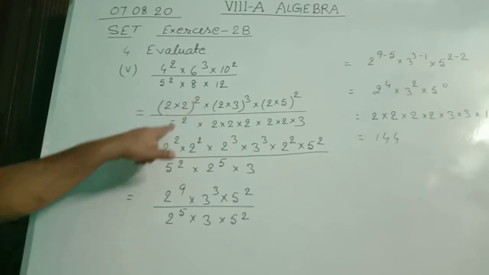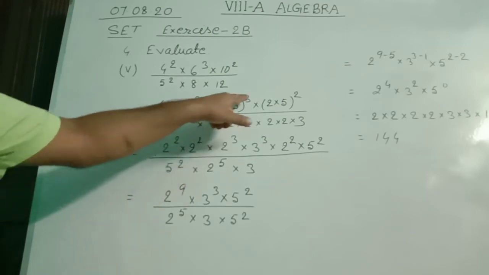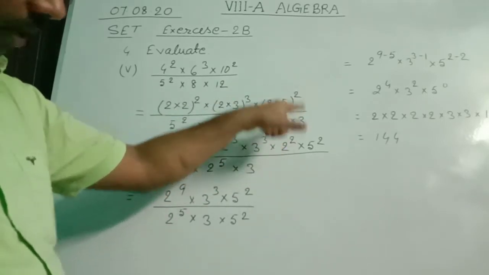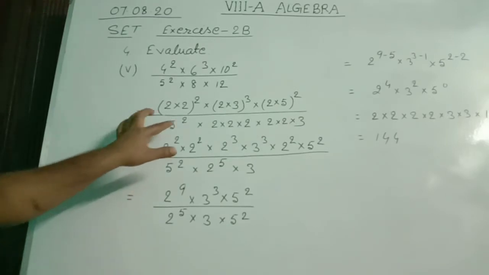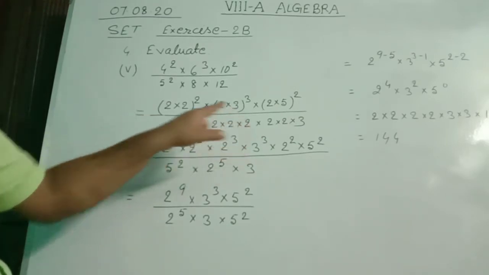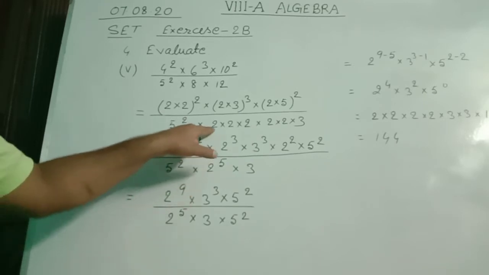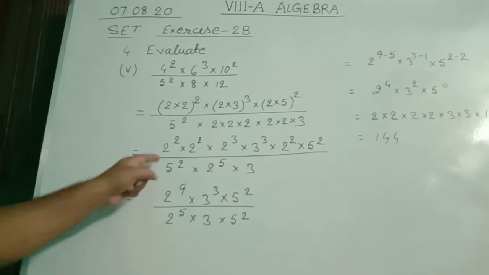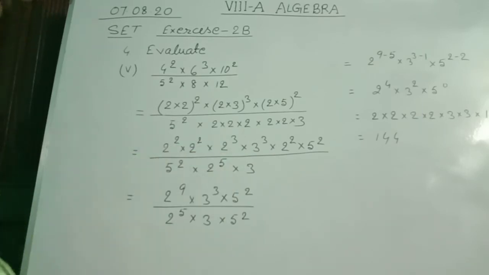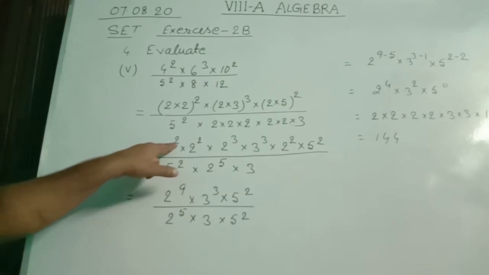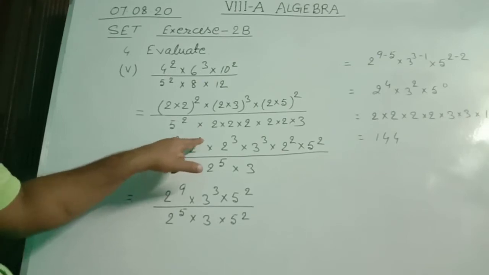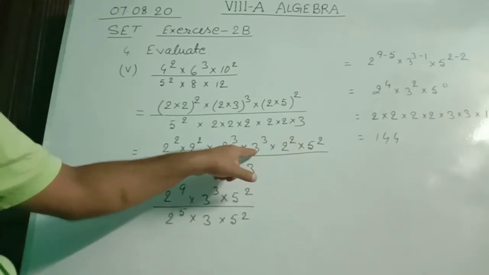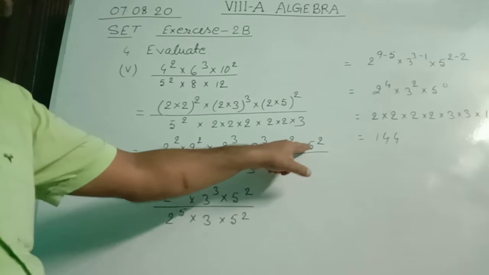2 square, this 2 square, 2 cube into 3 cube into 2 square into 5 square. And I wrote this expression in exponential form: 5 square, 2 to the power 5 into 3. Since the bases are the same, the powers will be added. Base is 2 and the sum of the powers: 2 plus 2, 4, plus 3, 7, plus 2, 9. 2 to the power 9, 3 cube and 5 square.